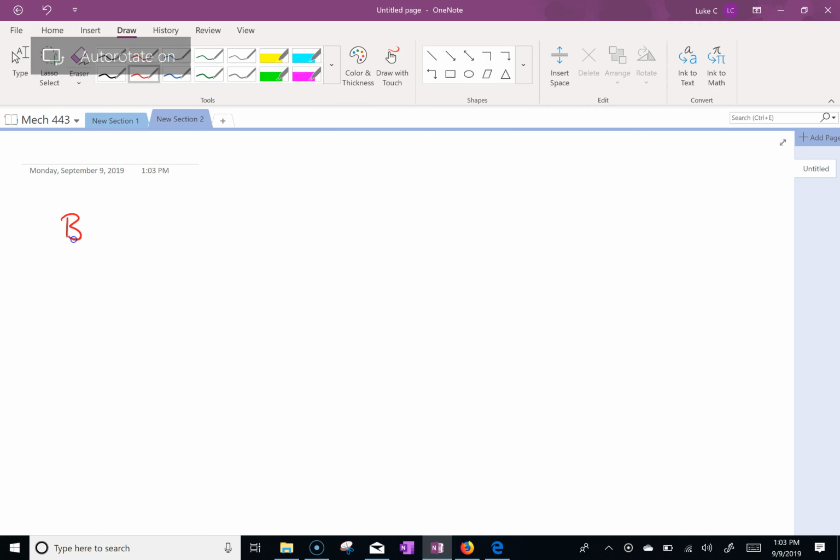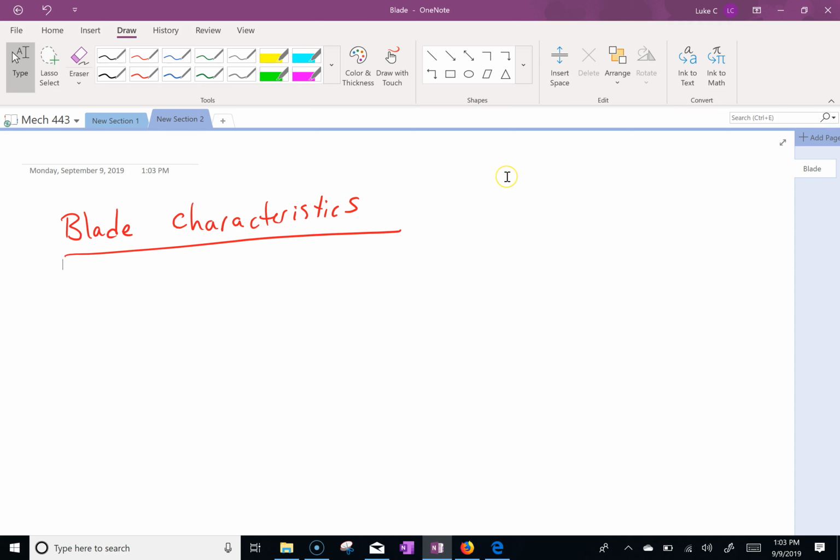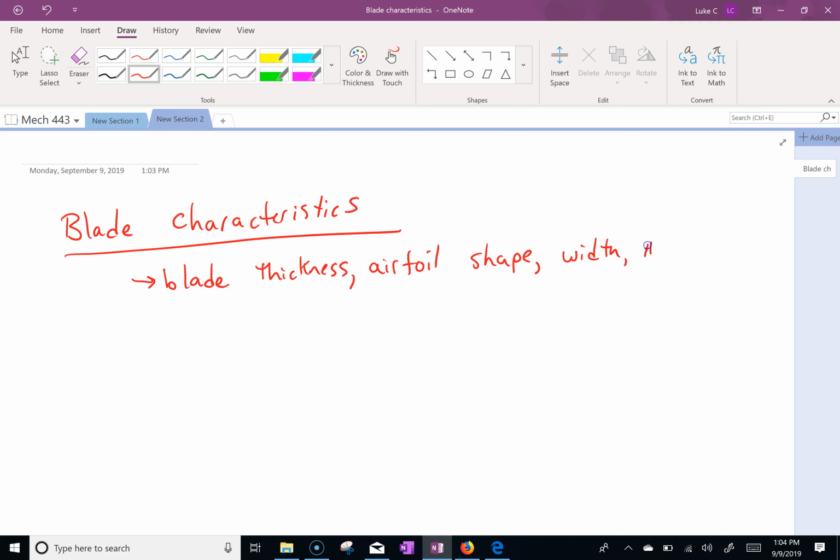All right, let's continue with some blade characteristics. So we did talk about, in your choice, there's blade thickness, the airfoil shape, the width, number of blades, yep, diameter, pitch.